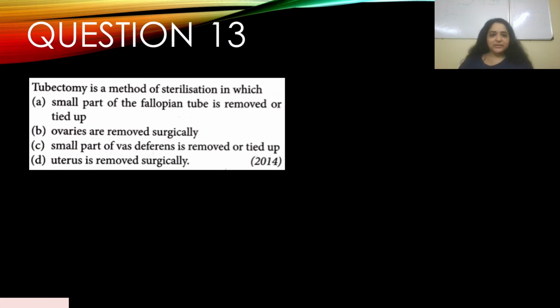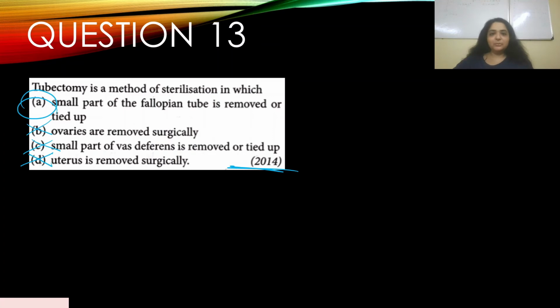Okay, question number 13. Tubectomy is a method of sterilization in which, and this appeared in 2014, A. Small part of the fallopian tube is removed or tied up. B. Ovaries are removed surgically. C. Small part of the vas deferens is removed or tied up. D. Uterus is removed surgically. So uterus is not removed surgically, and the vas deferens, no, that does not happen in females. Ovaries are also not removed. So it is A. Small part of the fallopian tube is removed or tied up.